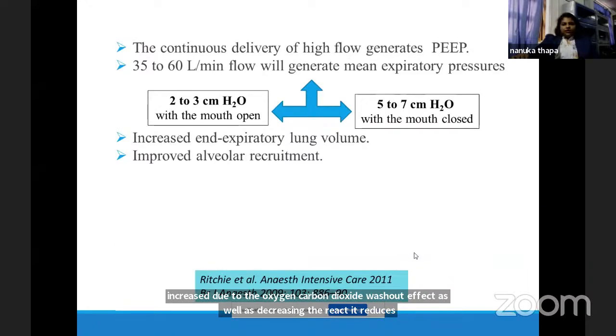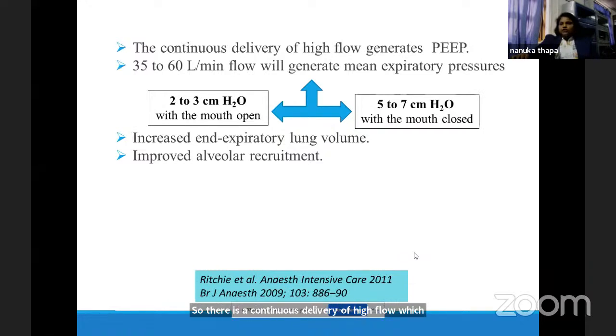So there is a continuous delivery of high flow, which generates PEEP. So 35 to 60 liters per minute flow will generate expiratory pressures of approximately 2 to 3 centimeters of water if the mouth is open, and 5 to 7 centimeters of water with the mouth closed. So when the PEEP is increased, the expiratory volumes also tend to increase. Improved alveolar recruitment.